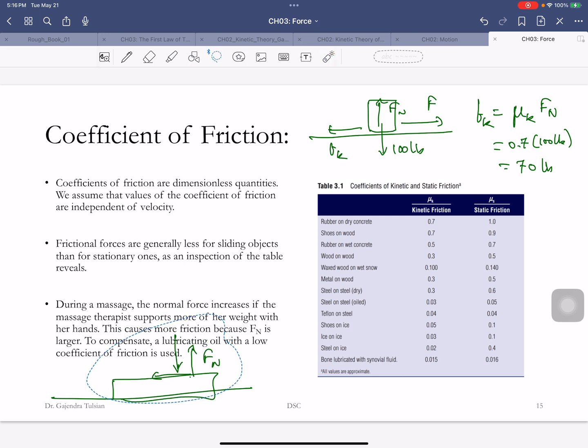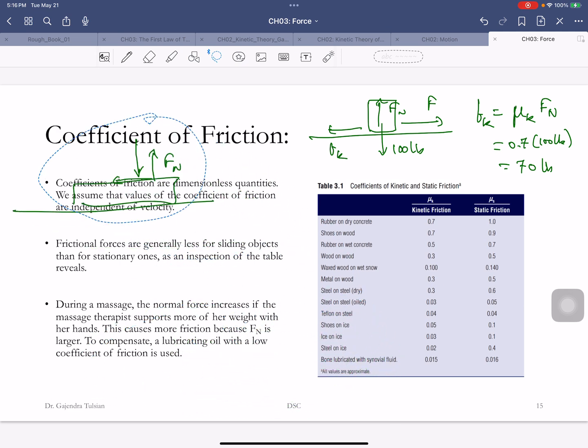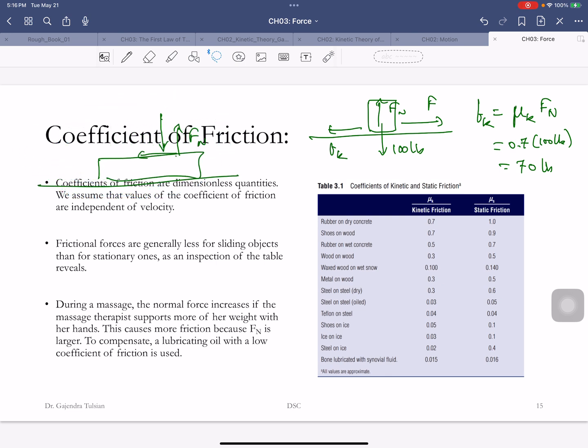with a low coefficient of friction is used.